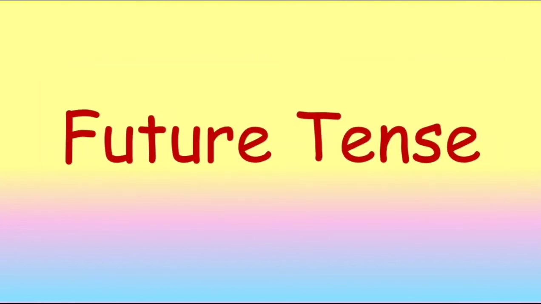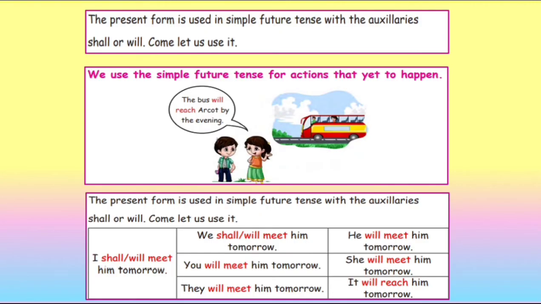Now let's learn about the future tense. The present form is used in simple future tense with the auxiliaries shall or will. What do you mean by auxiliaries? Auxiliaries are helping words. So let's see the use of it. We use the simple future tense for actions that are yet to happen. The bus will reach Arcot by the evening. So you see, along with reach, we have used will.